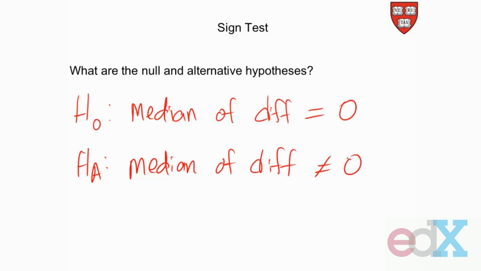Now remember, for the paired t-test, we would exchange this median. We would put mean here if this was a paired t-test. But it's not. We're doing a nonparametric test, so we're concerned about the median here.